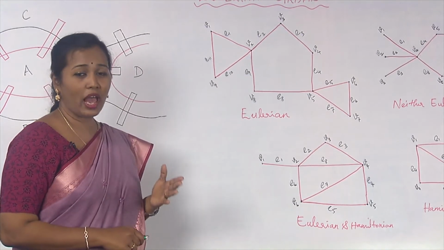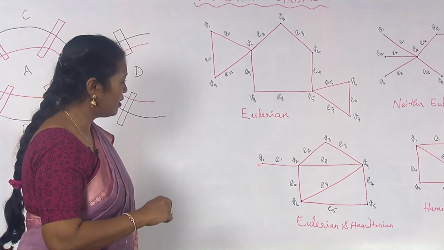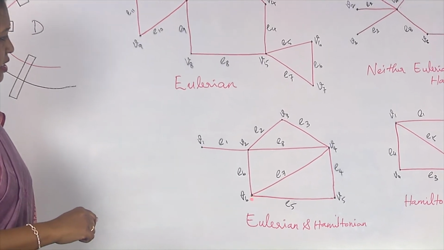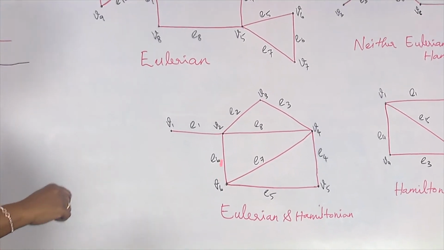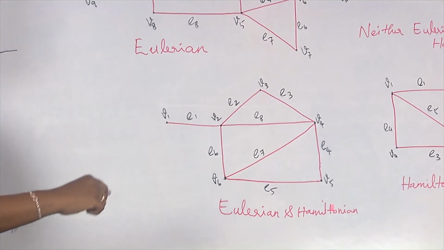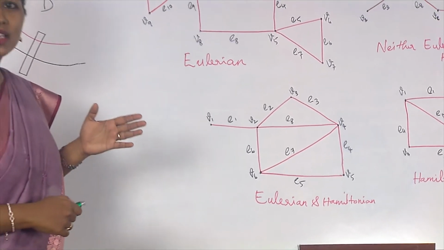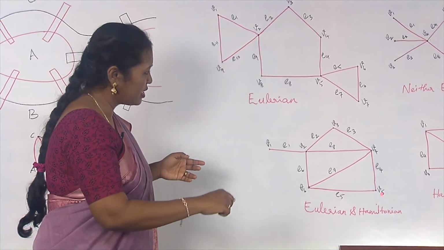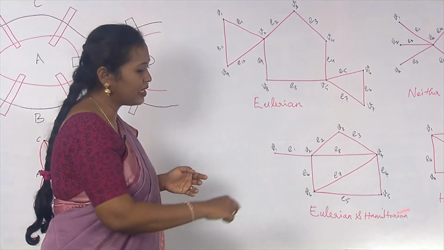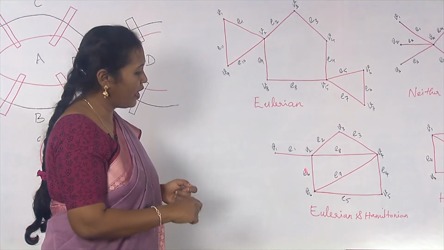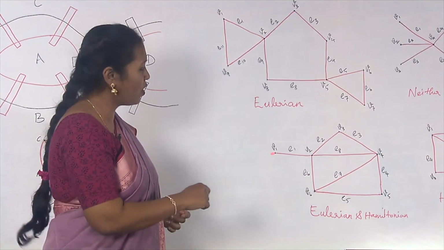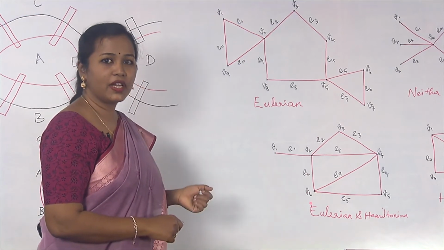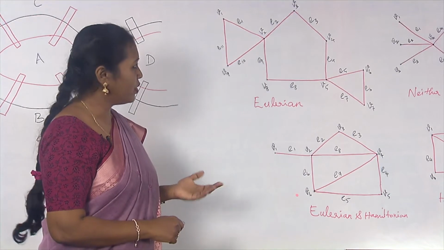Now, let us check for Hamiltonian. You can start here V1, V2, V3, V4, V5, V6, and you can even go back to V2 if you want, but you have already completed the cycle. So, this is an example of a Hamiltonian cycle. You have a Hamiltonian cycle which is able to cover all the vertices of the graph, and you also have an Eulerian circuit which is covering all the edges of the graph. Therefore, this is a prime example of a graph that is both Eulerian and Hamiltonian.